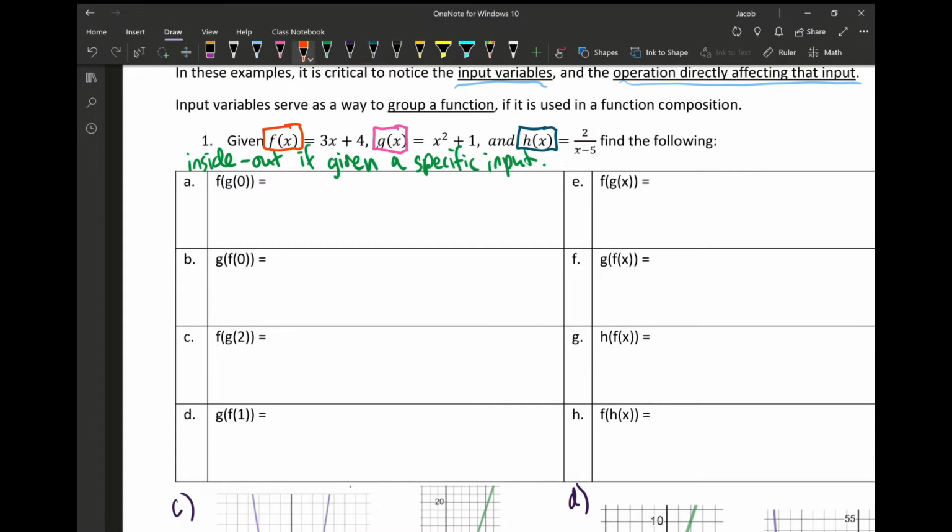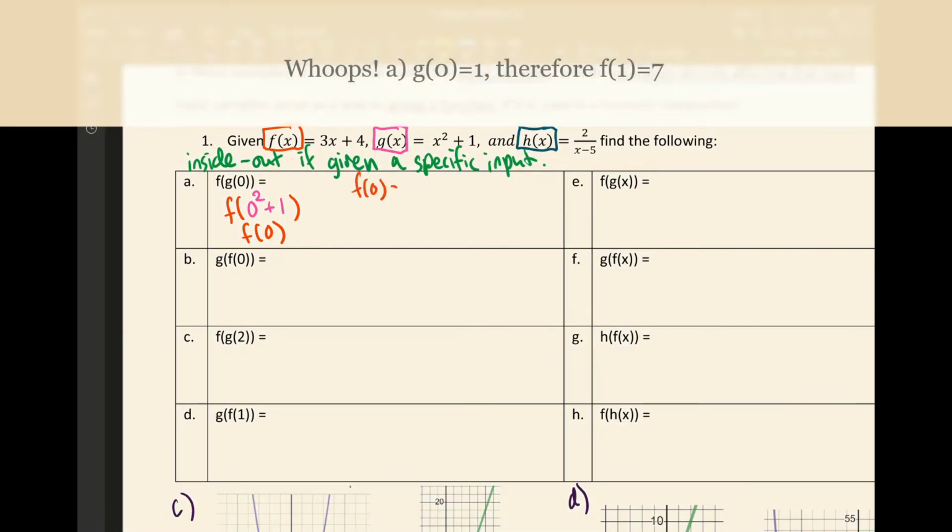So f of g of 0. Well, what is g of 0? G of 0 is 0 squared plus 1, because I've put 0 into my pink function. And then now I need to solve what's f of 0. F of 0 is equal to 3 times 0 plus 4. So that equals 4. Got it. We're done. So we're taking the output of g of 0 and putting that into f of x's input.